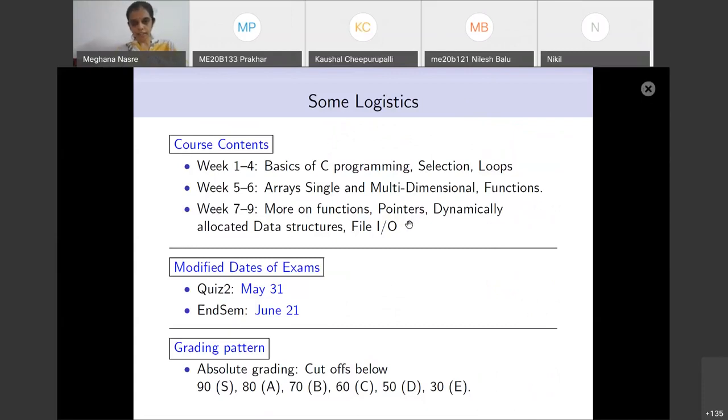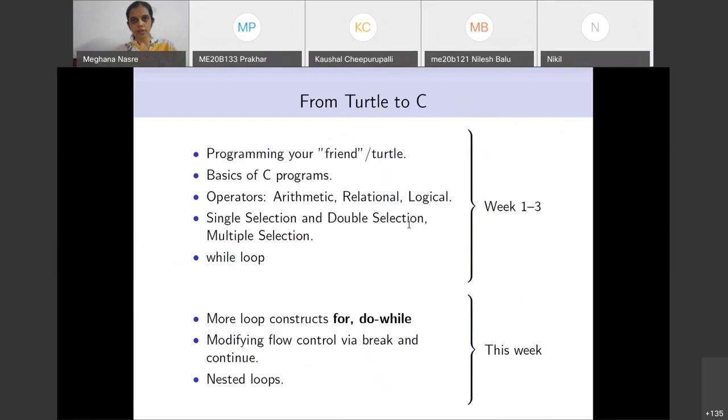Okay, so having looked at the logistics, anyway, it is there in the slide, so you can refer to it again. We'll go back to our technical part.